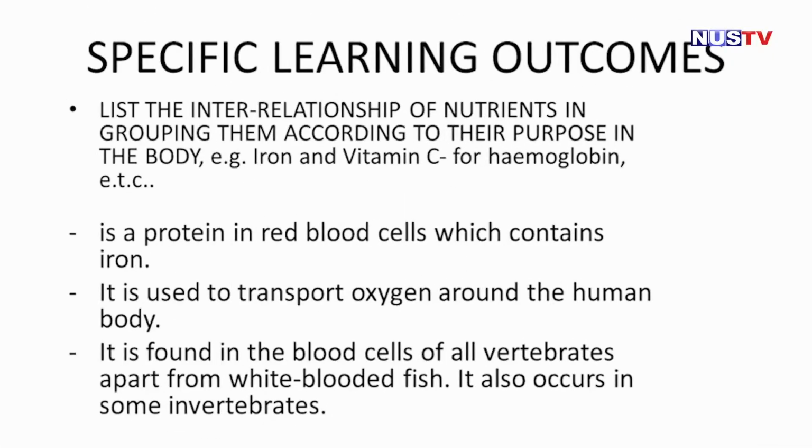The specific learning outcomes we need to discuss are: first one, list the interrelationship of nutrients in grouping them according to their purpose in the body. For example, iron and vitamin C is for hemoglobin, and etc.